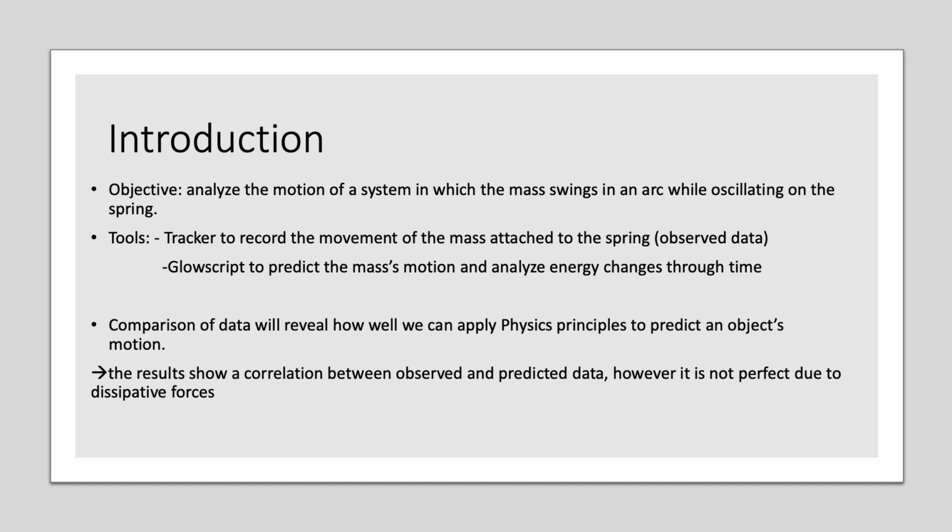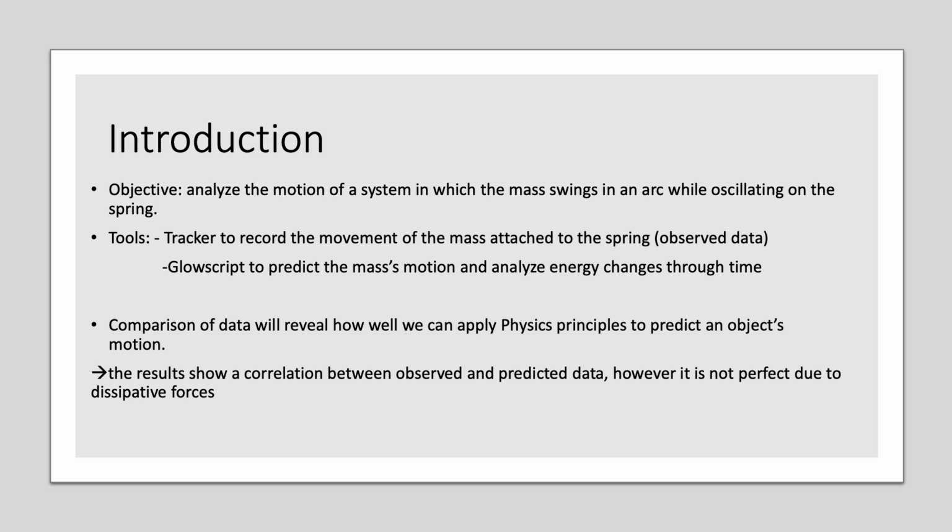This lab consists of analyzing the observed and predicted motion of a system in which the mass swings in an arc while oscillating on the spring. I used Tracker, an image tracking software, to record the movement of the mass attached to the spring. I relied on GlowScript, a computational program, by expanding on the starter code given in order to predict the mass's motion. Finally, the position data obtained was used to analyze energy changes through the movement.